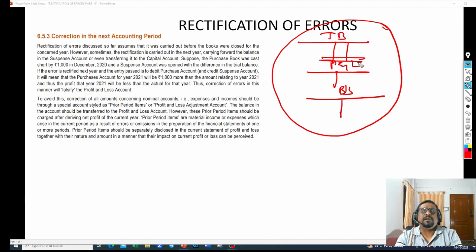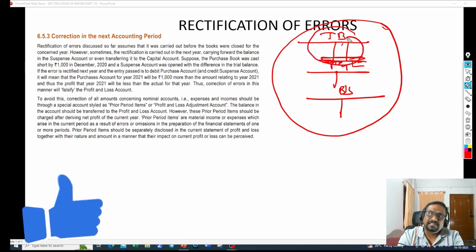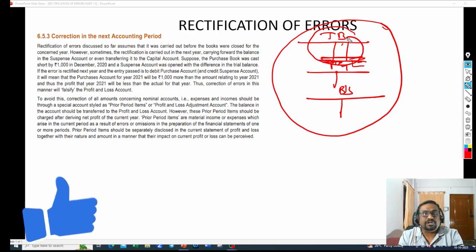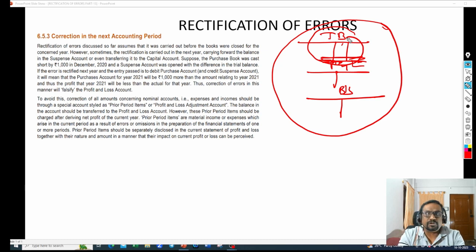You can say, Krishna, they are all compensating errors. Yes, if they are all compensating errors, you are absolutely right. You will not find any difference in the trial balance. But if there are one-sided errors, you would have definitely posted them to suspense account. So your trial balance would be showing a suspense account balance. Your trial balance is tallied because the difference has been posted to suspense account, right?